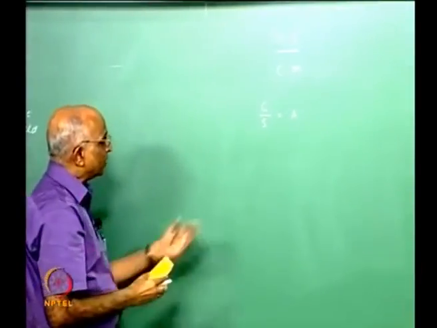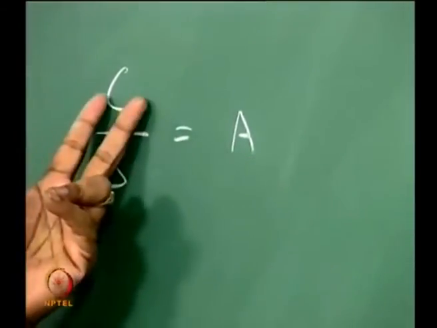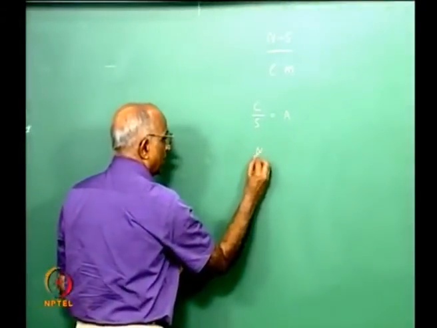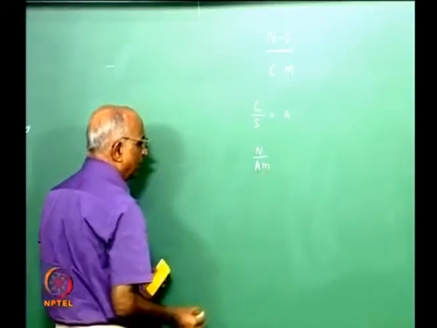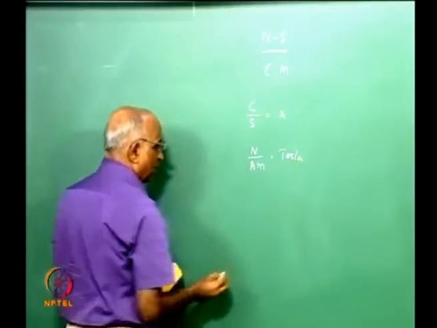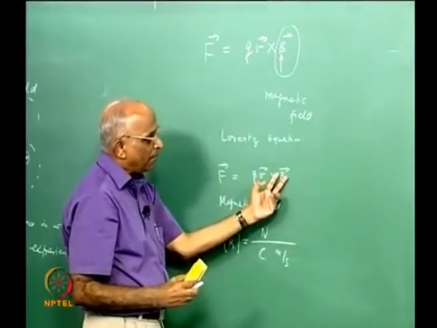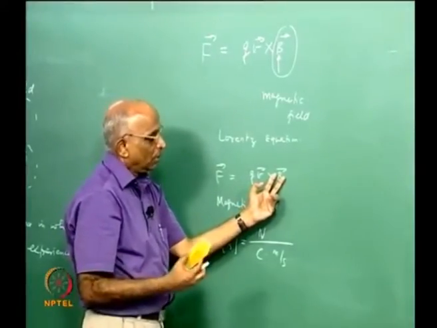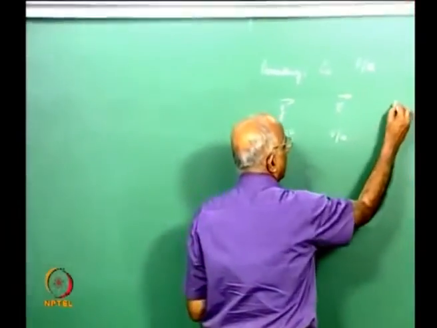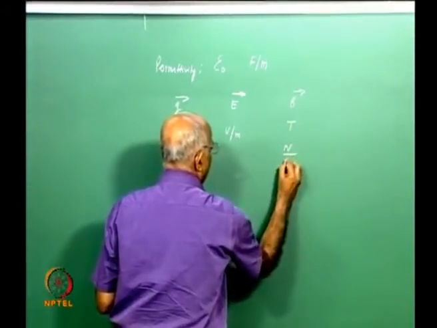And how is ampere defined? Ampere is the current, dq by dt, that is charge per unit time, and therefore I can write it as Newton per ampere meter, and Newton per ampere meter is called Tesla. Therefore the unit for the magnetic field B is Newton per ampere meter, which is known as Tesla. And therefore, the magnetic field is expressed in terms of Tesla, which is Newton per ampere meter.